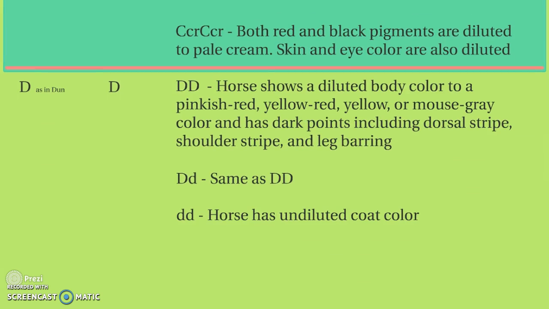D as in done. Big D, horse shows a diluted body color to a pinkish red, yellow or mouse gray color, and has dark points including dorsal stripe, shoulder stripes, and leg barring. Big D, little d is same as big D, and little d, horse has undiluted coat color.